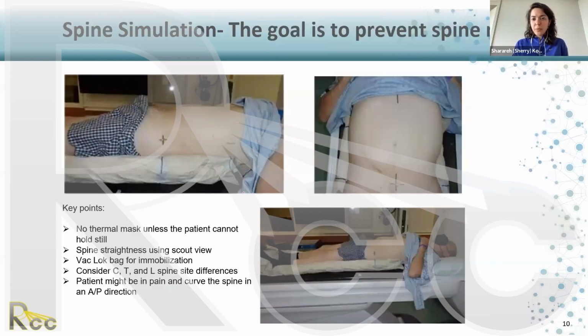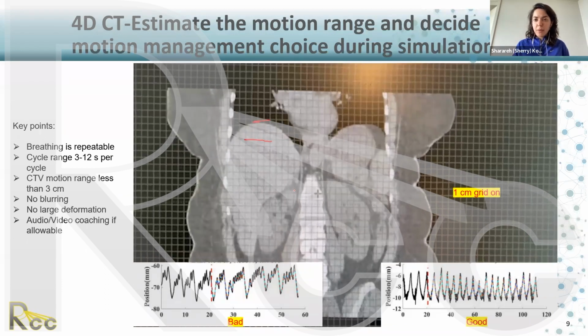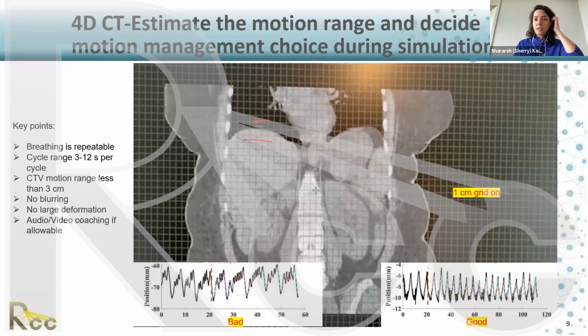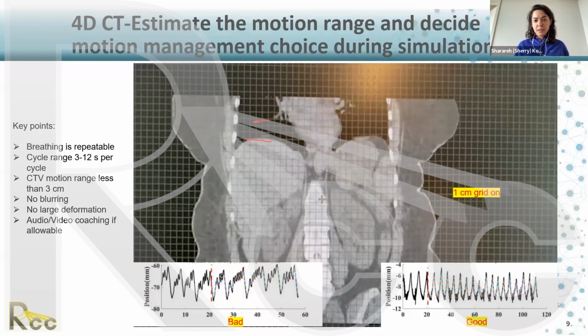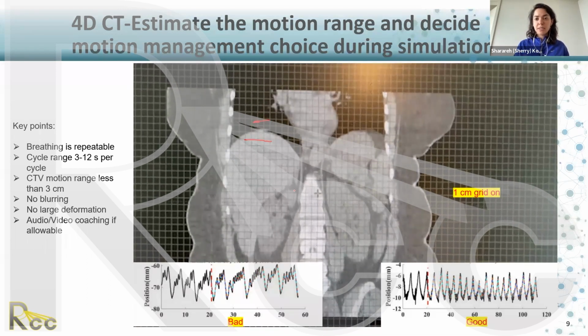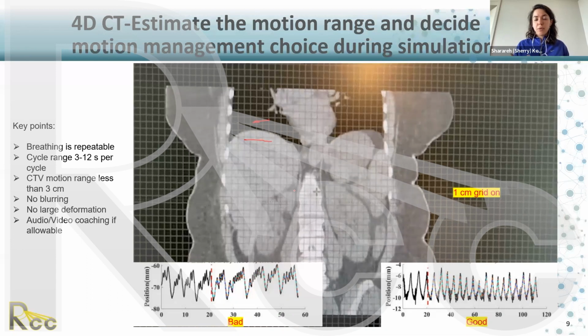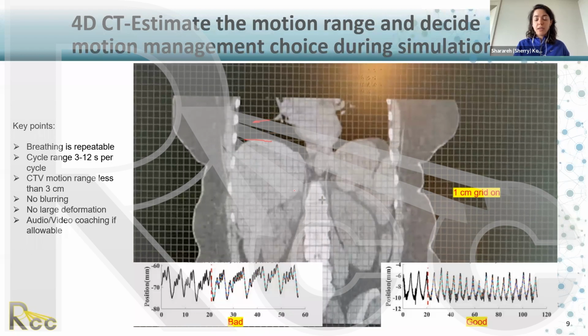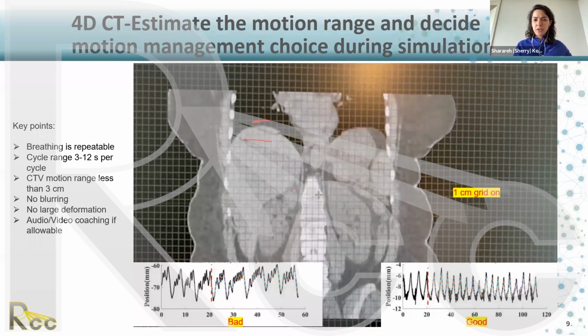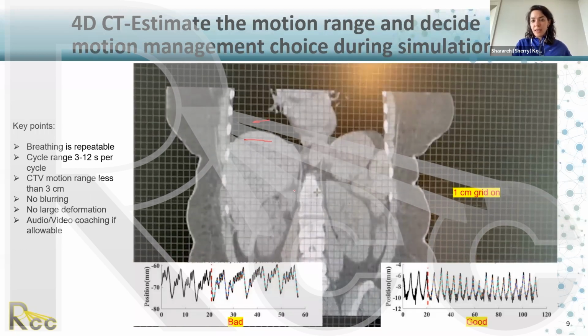There's a question while we're on the motion management topic. If a site does not have gating or any other motion management techniques incorporated with their treatment system, what other techniques do you recommend? Maybe voluntary breath hold. And if that is the case, how do you mark the patient? Do you do it on the inhale or on the exhale?